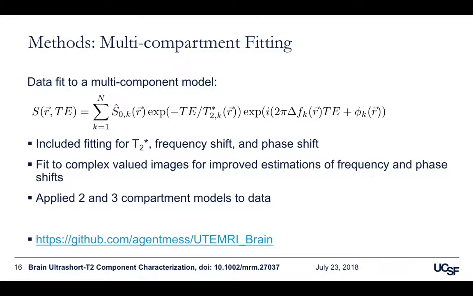Then the fitting was actually relatively more straightforward. We apply a multi-component model, which includes T2 star, a frequency shift component, and also a possible phase shift. One subtlety, but that was very nice, is we fit these to complex valued images. So we're preserving frequency and phase information in all of our data to improve our estimations of the frequency shift. This code is available at this link below on GitHub if you're interested.